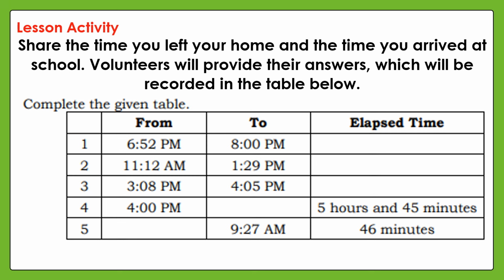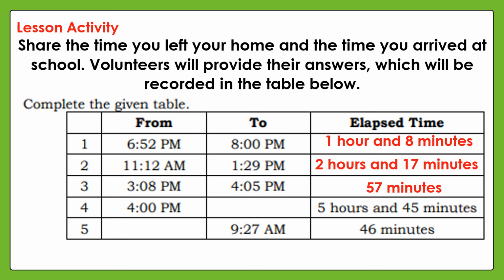Number 1, from 6:52 p.m. to 8 o'clock p.m., the elapsed time is 1 hour and 8 minutes. Number 2, 11:12 a.m. to 1:29 p.m., the elapsed time is 2 hours and 17 minutes. Number 3, 3:08 p.m. to 4:05 p.m., the elapsed time is 57 minutes.